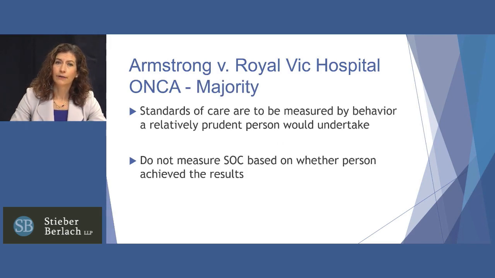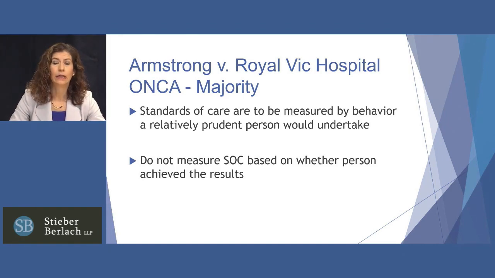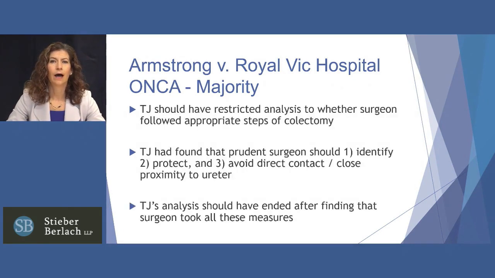And the Ontario Court of Appeal reminded us that you look at the behavior that a reasonably prudent surgeon in those circumstances would take. You don't measure a standard of care based on whether the surgeon actually achieved the results, because that would be getting too close to requiring a standard of perfection, and we know that is not the rule in negligence.